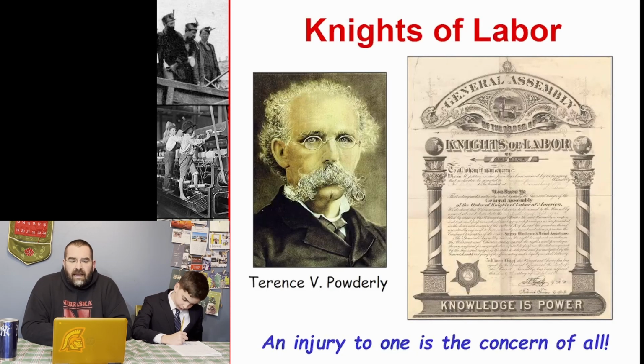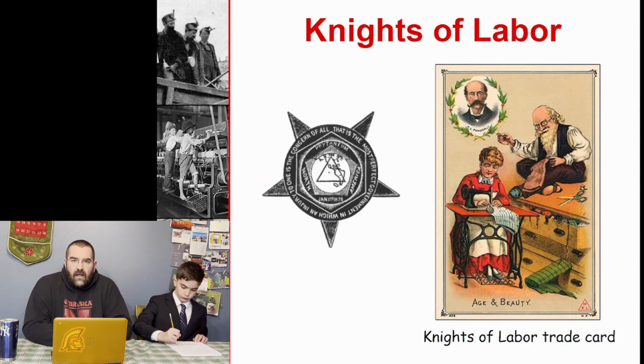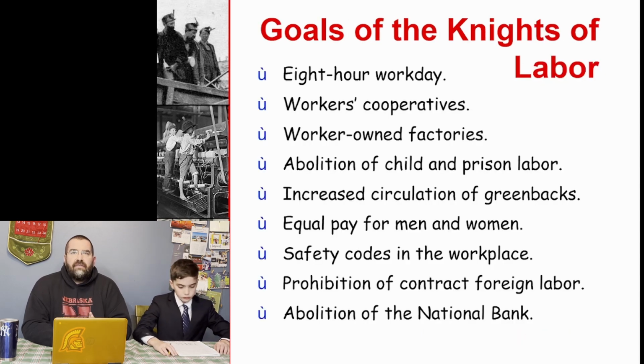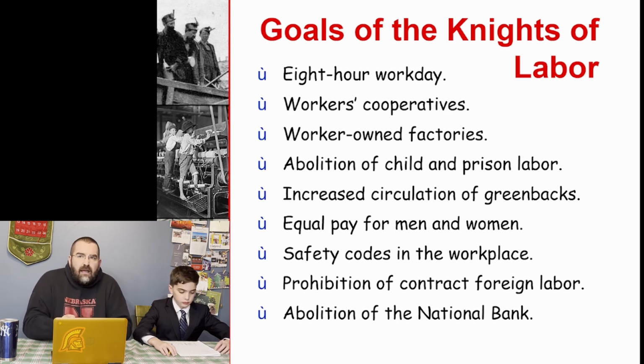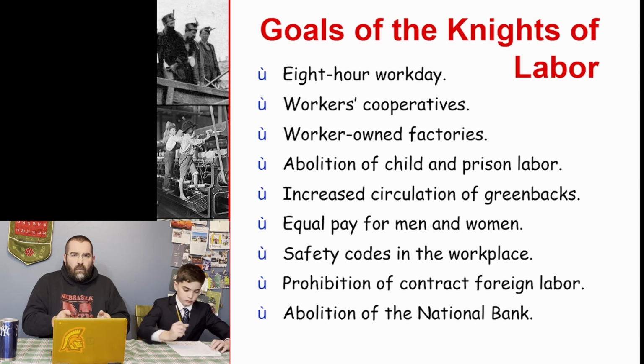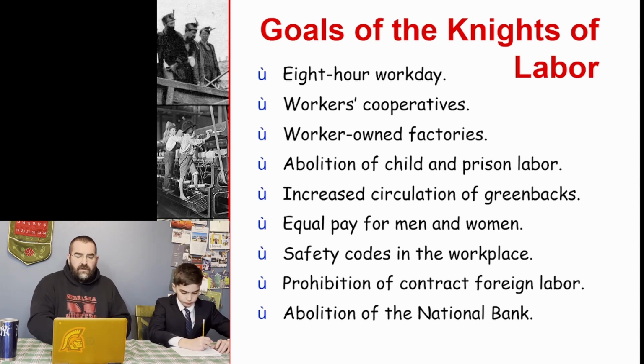The Knights were founded in 1869, led by a guy named Terence Powderly. And the Knights were a union that got kind of radical, and they're a good example of what happens if you don't focus on a couple things. The big thing the Knights talked about was an 8-hour workday. They had a little slogan: 8 hours for work, 8 hours for rest, 8 hours to do as we please. If they had maybe just focused on the 8-hour workday, they might have been more successful.